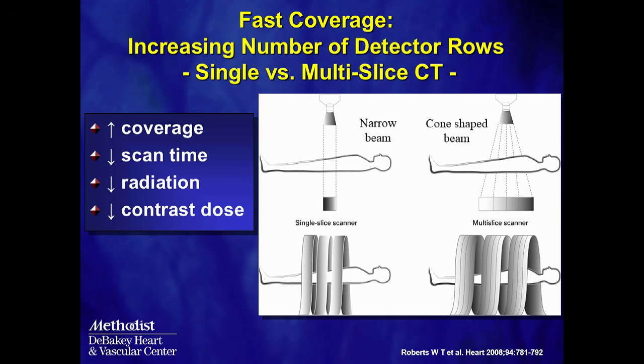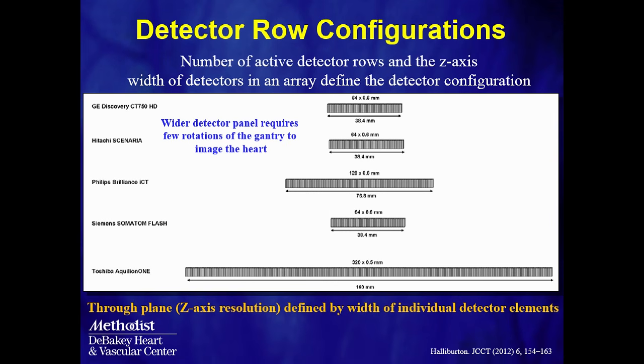So what I'm going to show you is how all the different vendors have come out with different detector configurations and how much coverage they want to give you. Back in the day, we had the Philips Brilliance iCT. You could see we had about 75 millimeters of coverage. The Flash, you can see, has less. It's dual-headed, but it's less at 38 millimeters. But there is one machine out there, the Toshiba, which actually has 16 centimeters of coverage. So this is a scanner that can cover the heart in one heartbeat, right?